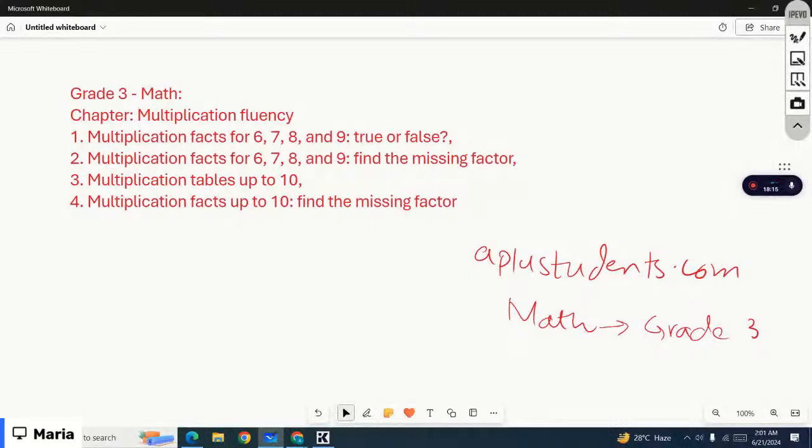And the lessons we're going to cover today are multiplication facts for 6, 7, 8, and 9 true or false. Multiplication facts for 6, 7, 8, and 9 find the missing factor. Multiplication tables up to 10. Multiplication facts up to 10 find the missing factor.